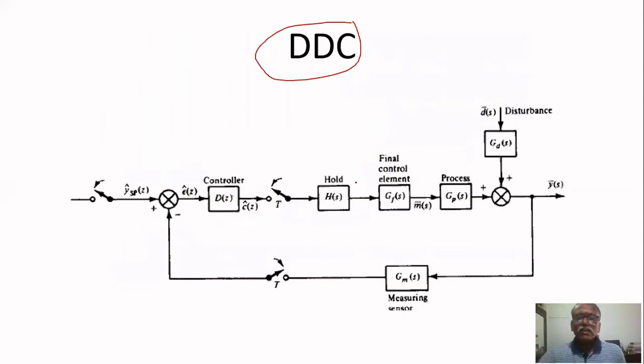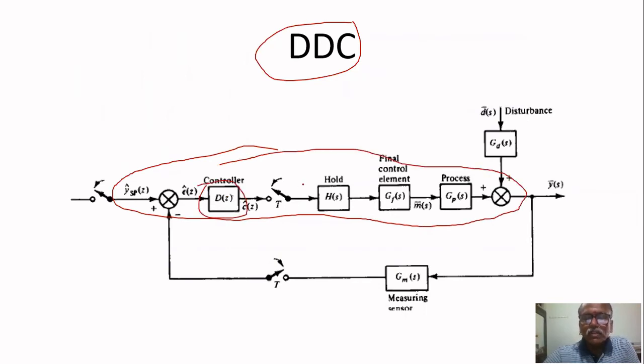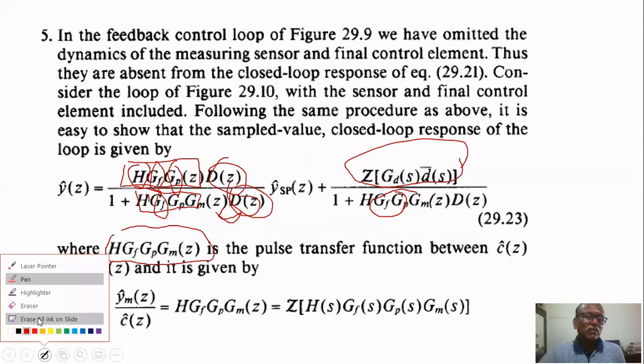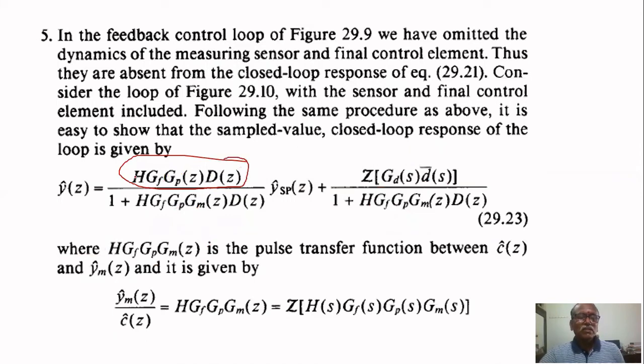Here you notice, in the forward path, what all is there? In the forward path, there are D of Z, H of Z, H of S, GF of S, the final process, then the output. If you put a fictitious sampler here, you will get Y of Z. So in the forward path, these are all there. If you find the transfer function from the block diagram, what you write in the numerator is all the forward path functions: H, G, F, G, P, D of Z, that's all. In the denominator, a loop function, 1 plus HGP of Z. Whatever is in the feedback should be included.